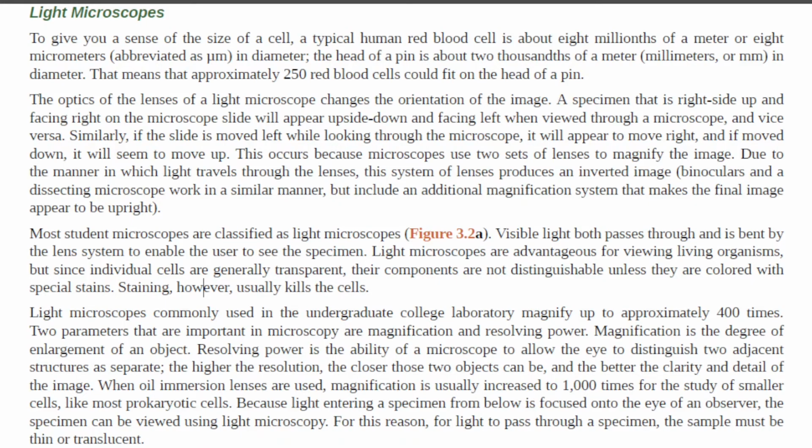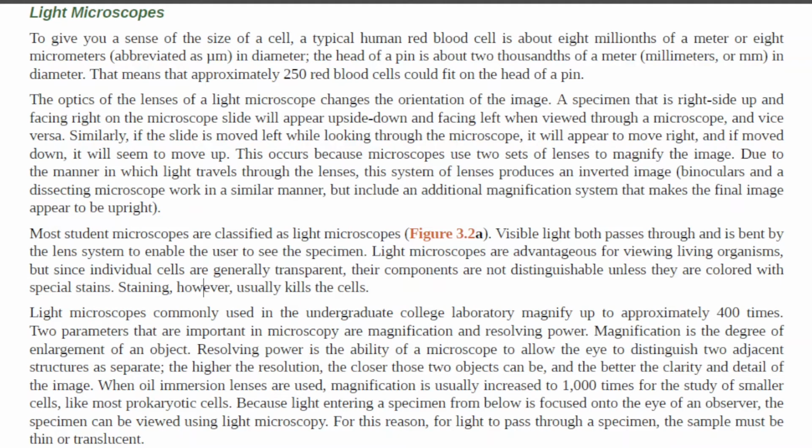Light microscopes. To give you a sense of the size of a cell, a typical human red blood cell is about 8 millionth of a meter or 8 micrometers in diameter. The head of a pin is about 2/1000ths of a meter in diameter. That means that approximately 250 red blood cells can fit on the head of a pin.